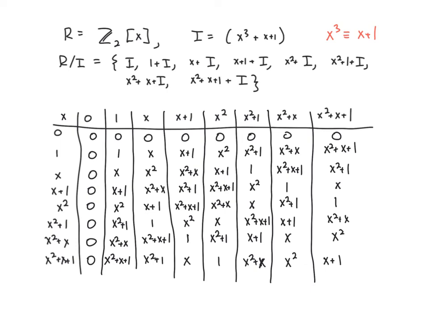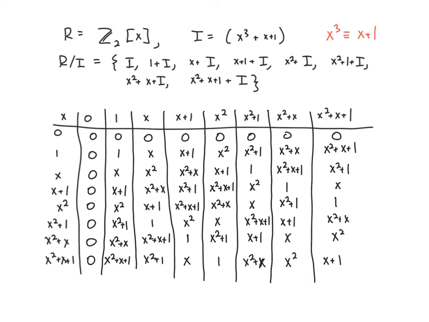And so then the only last row that I needed to do new calculations with was x squared, up to here and here. And then I could fill in the rest of the table. So here was my table. So this is my quotient ring.